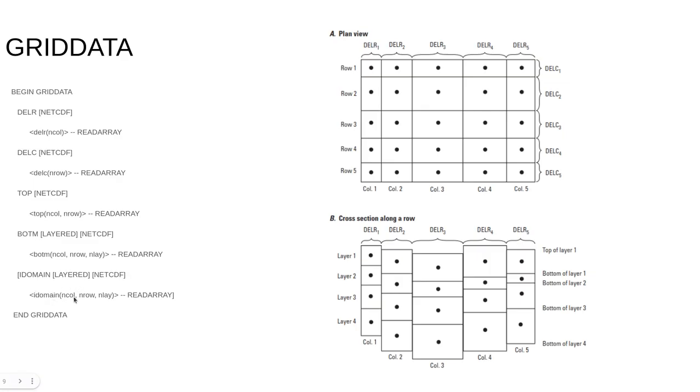And then finally, we have idomain. This is where we get into the inactive and active cells. Sometimes when you're groundwater modeling, you want to restrict flow or communication between grid cells, and the easiest way to do that is just to set it to be inactive.